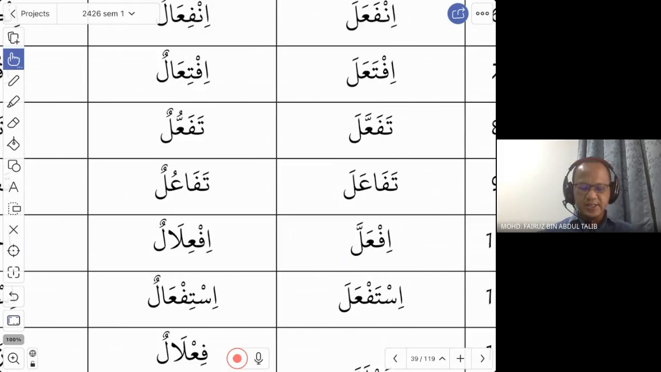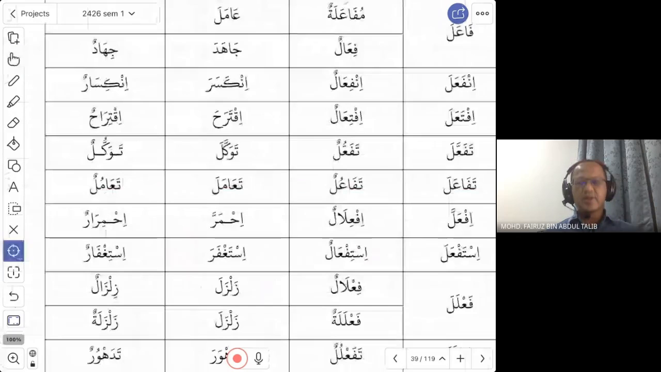The example is ihmarra. Mudari yahmarru, and this is the masdar ihmirar. So ihmarra means to turn into red, to turn into red color, or if it is a face, to blush, right? Ihmarra, yahmarru, ihmirar. So ihmirar, turning into red. Now, this is the masdar.